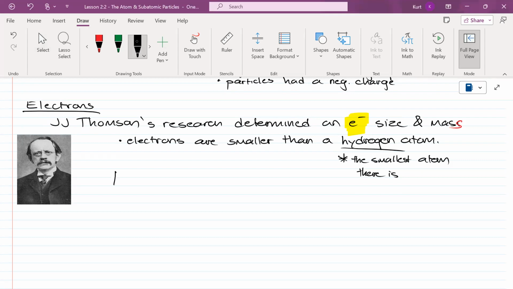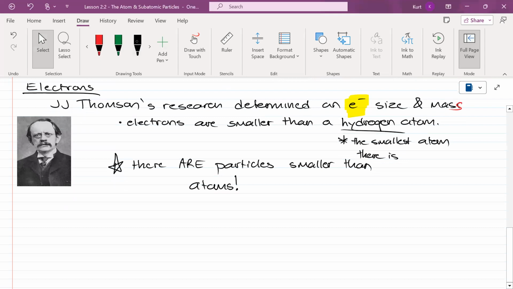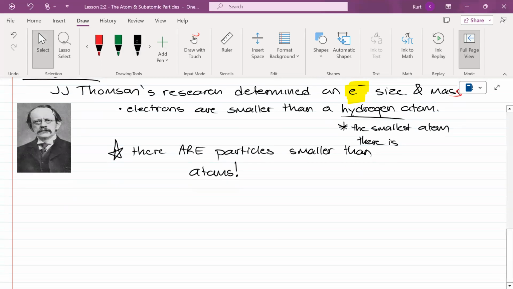And so here's the big ramification. There are particles smaller than atoms. And what are those particles called? Well, electrons are one of them, but protons, neutrons, and electrons, what are they all considered? Subatomic particles is right.